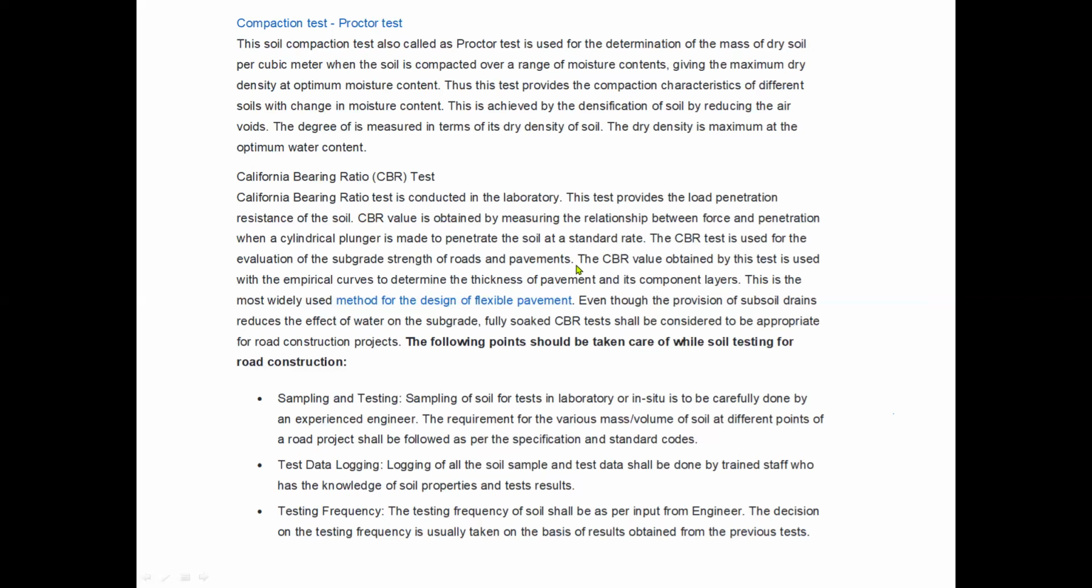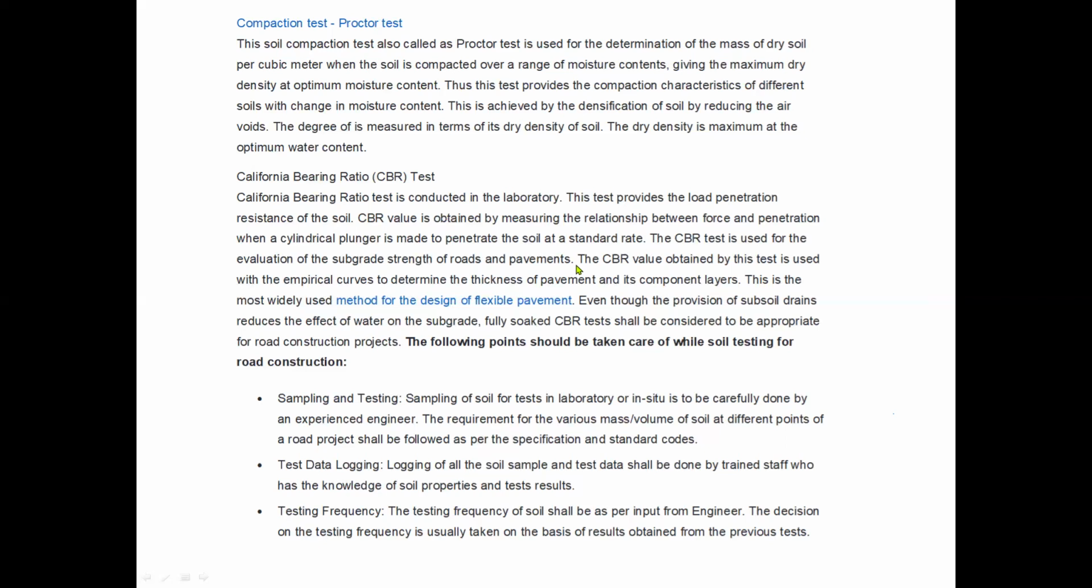These tests shall be considered appropriate for road construction projects. The following points should be taken care of while soil testing for road construction. Sample and testing: sampling of soil for tests in the laboratory or in situ is to be carefully done by an experienced engineer. The requirement for the various mass or volume of soil at different points of a road project shall be followed as per the specification and standard codes.